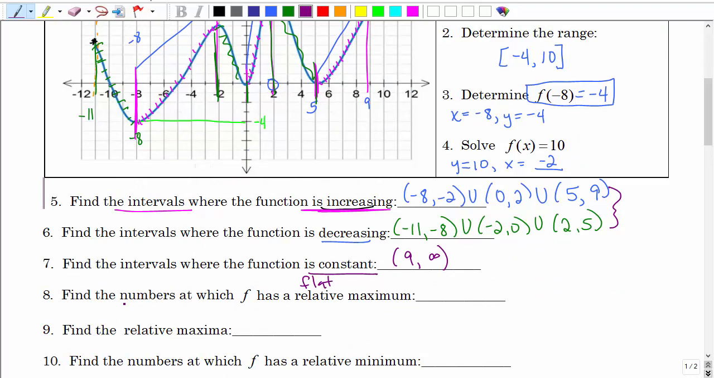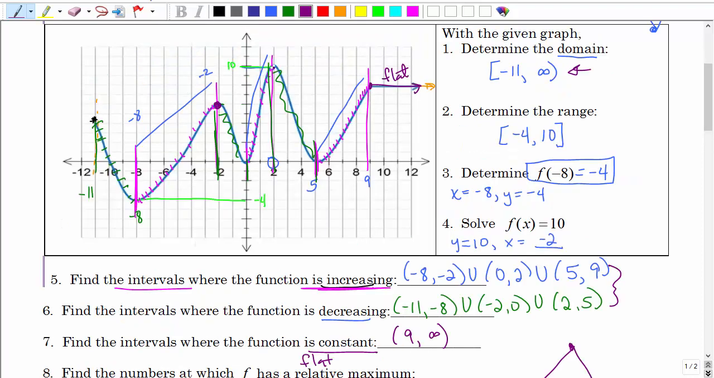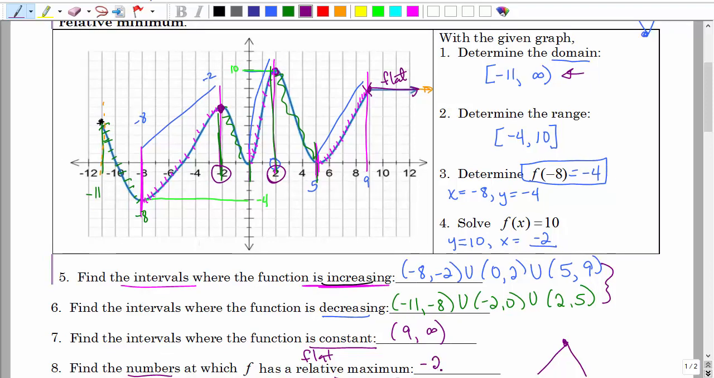Now find the numbers, meaning the x values at which f has a relative maxima. Now remember, the maxima is when you're going up and then you came down and you hit a peak. Well, we hit a peak here and here, and that is not a peak. So remember, it goes from increasing to decreasing. So what are those x values? At -2 and +2. So -2 and +2.